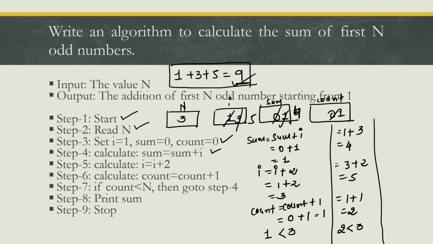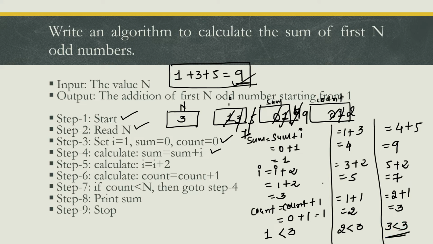Then again step number 4. What is the value of sum right now? It is 4. What is the value of I? It is 5. 4 plus 5 is 9. What is the value of I right now? 5. 5 plus 2 is 7. The value of sum is 9, the value of I is 7. Then again count: the count value is 2, 2 plus 1 is equal to 3. 3 is less than 3? This is false. Then step 8 will execute. What is the value of sum right now? 9. We are getting the same result. That means this algorithm is correct.